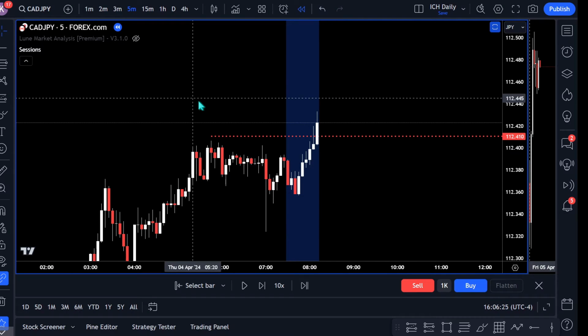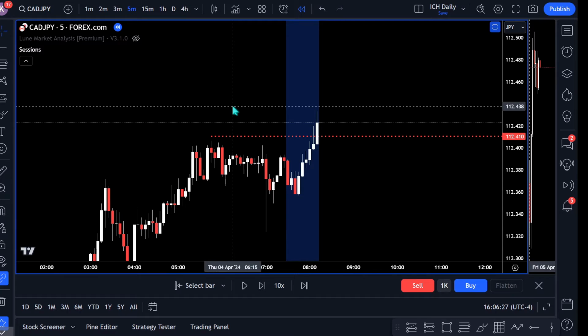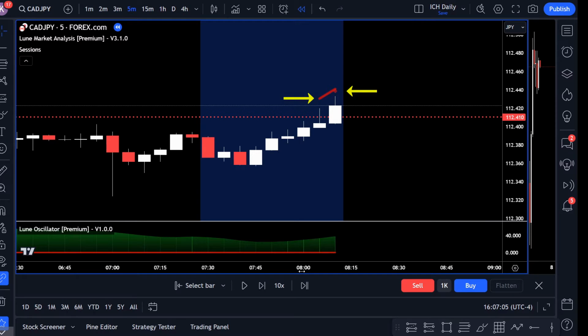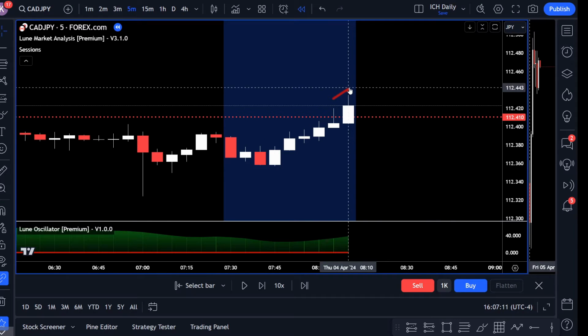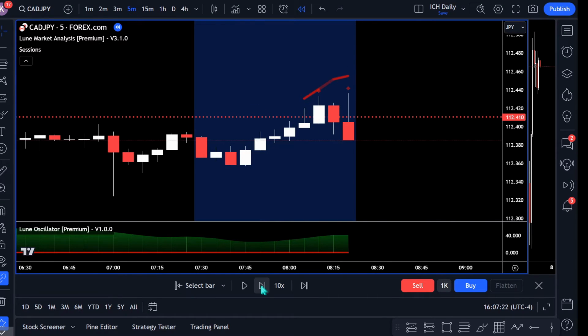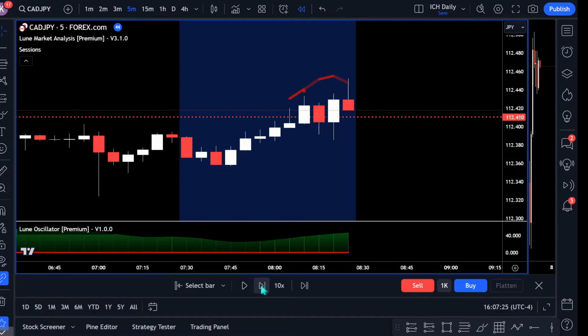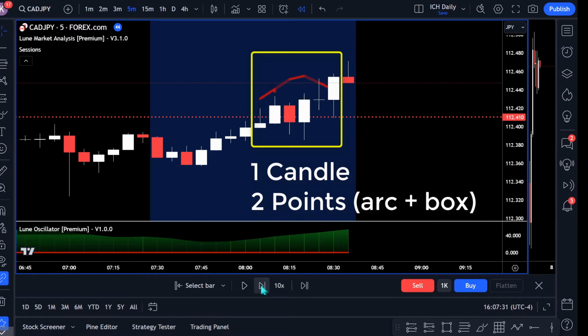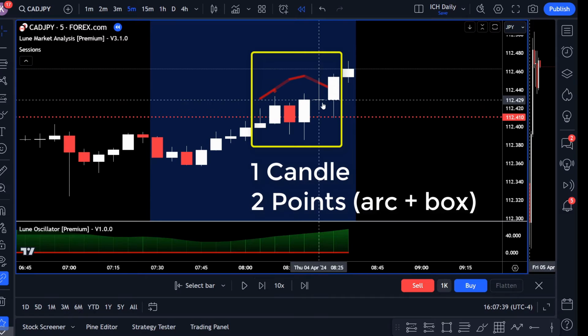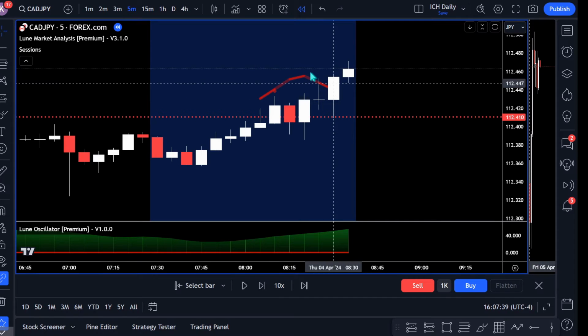So we just saw we got our close above. This is where we turn on the indicator. So we can see right off the bat, we have 2 points. There's the start of the arc, and then we also have a box here. All of this arc counts as 1 candle. So 1, 2, 3, 4, 5, 6. 6 candles make up 1 arc.